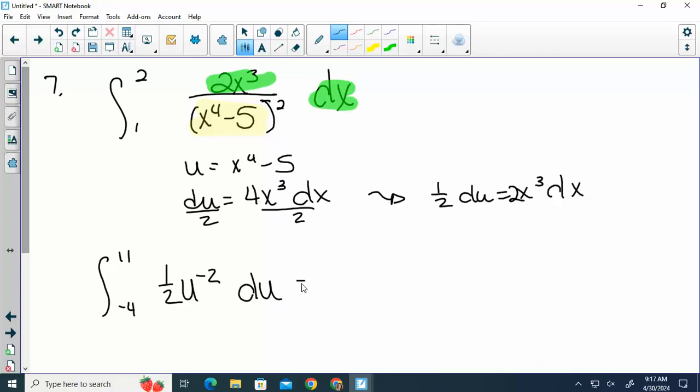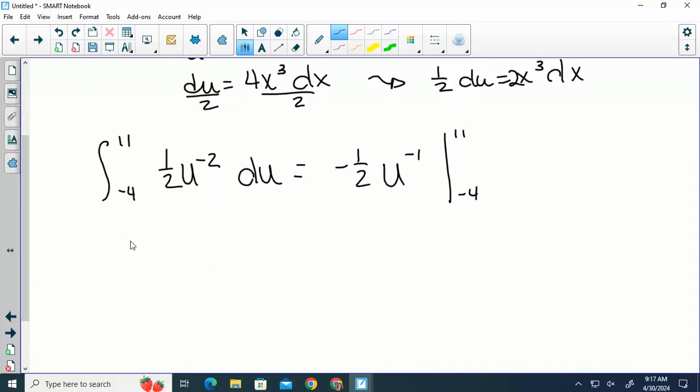So then, antiderivative: if we add 1 to the power, that's negative 1. The reciprocal in front would make it a negative 1/2. So negative 4 to 11. So negative 1/2. If you put in 11, 11 to the negative 1 is 1 over 11.